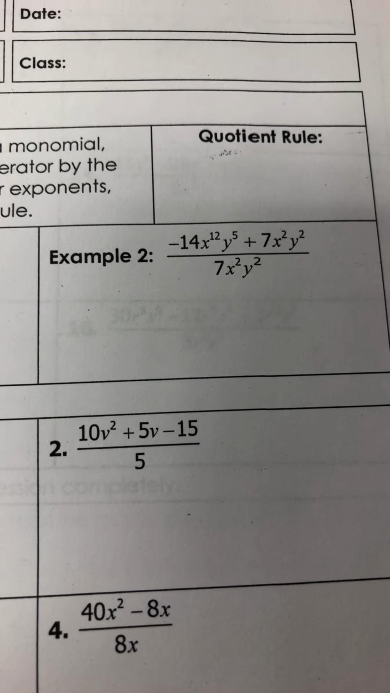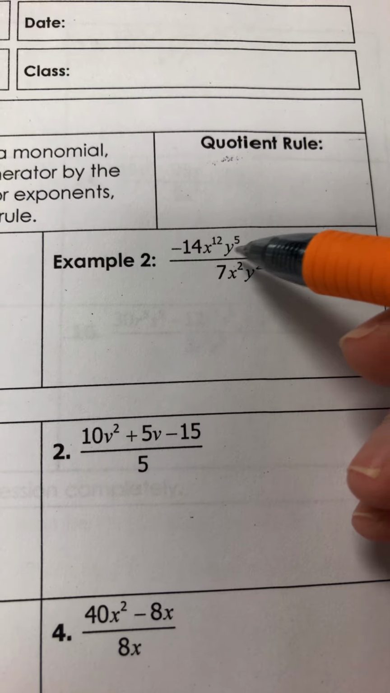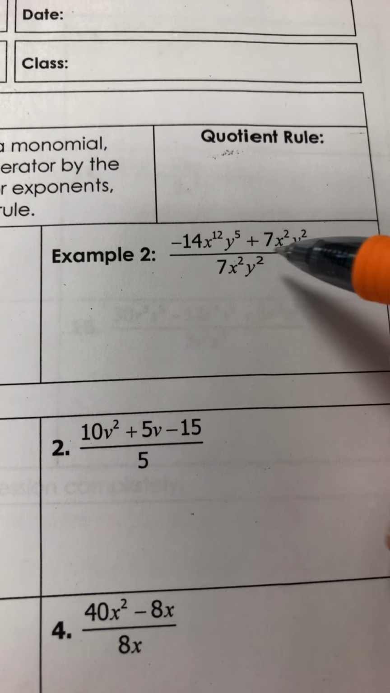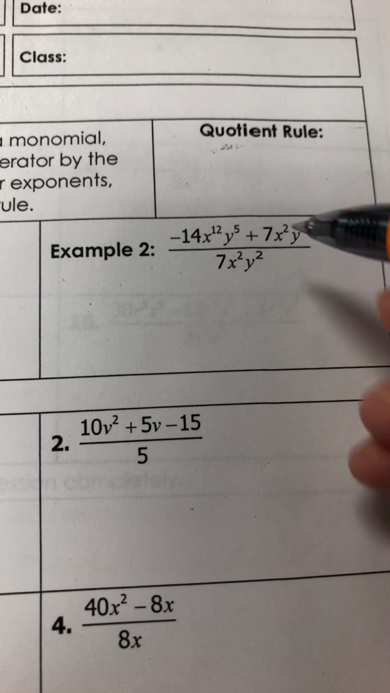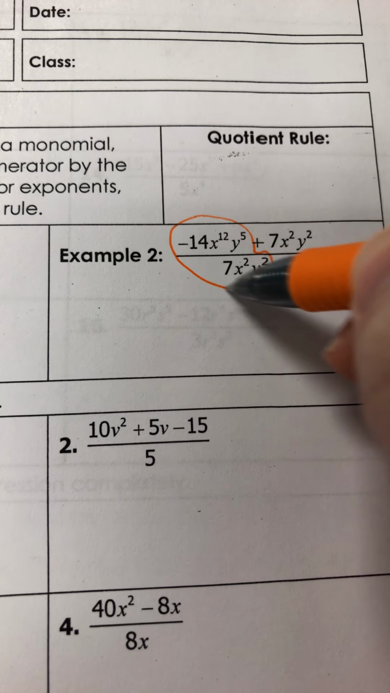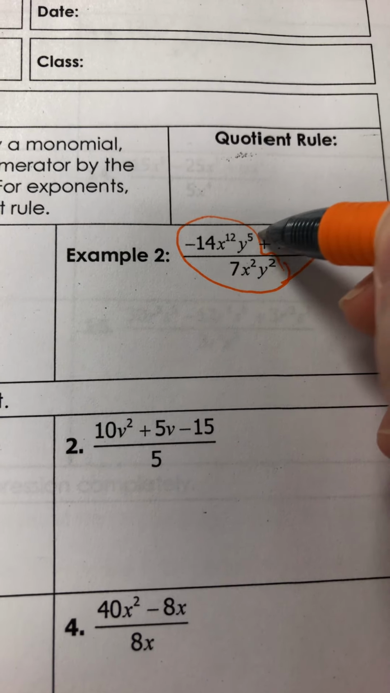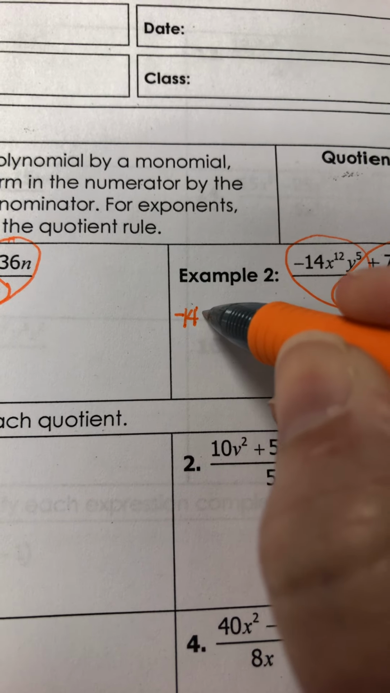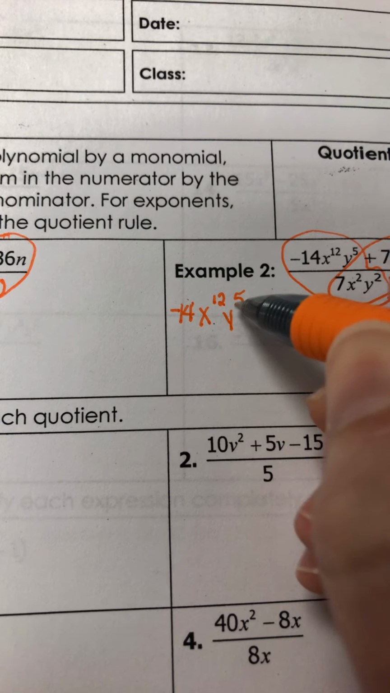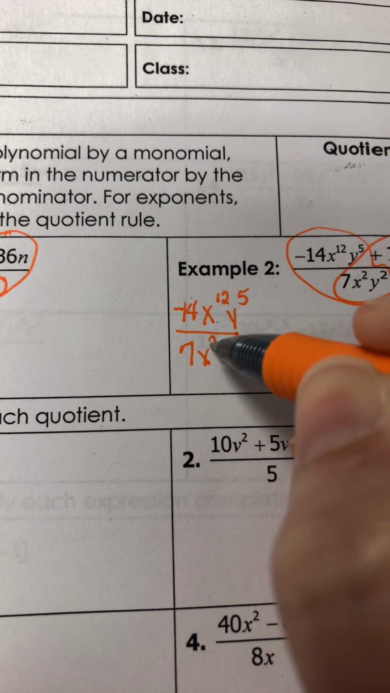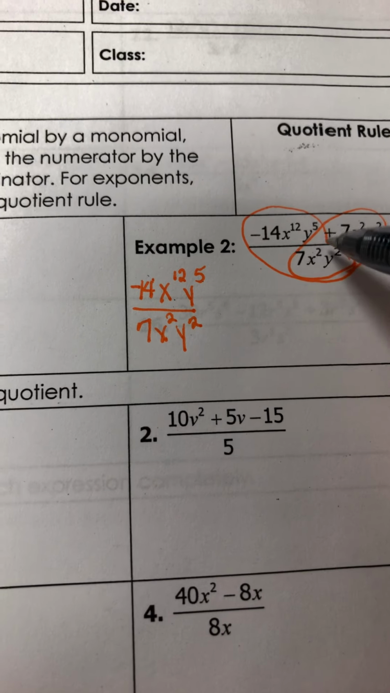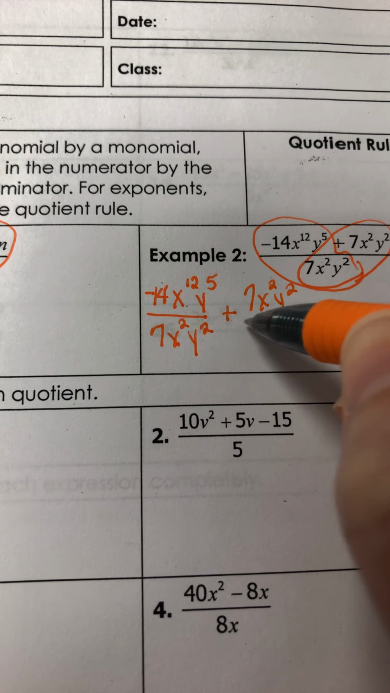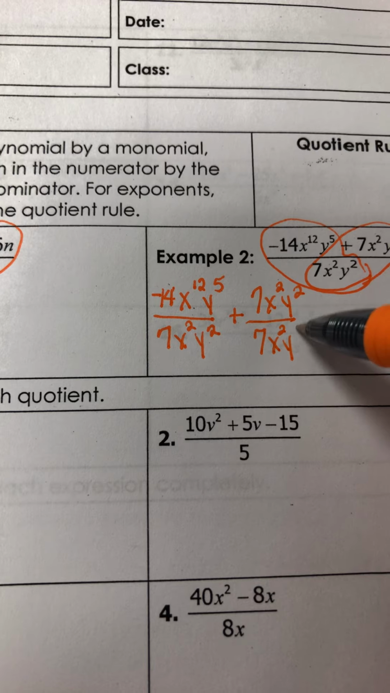Example number 2 gets a little bit spicier. Now look at the numerator. We have negative 14x to the 12th, y to the 5th. That's one term. Plus 7x squared y squared, that's my second term. We're going to take both of these and divide it by 7x squared y squared. So we're going to make our butterfly. We have negative 14x to the 12th, y to the 5th, and we're going to divide that by 7x squared y squared. Now we have a plus in the middle, so I'm going to put a plus sign here, and I have 7x squared y squared over 7x squared y squared.